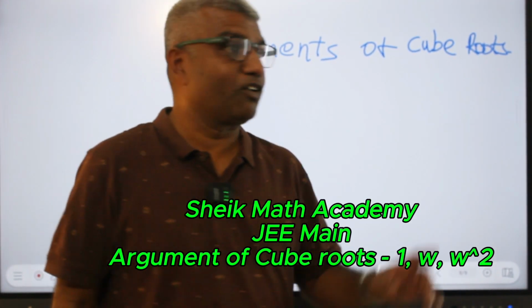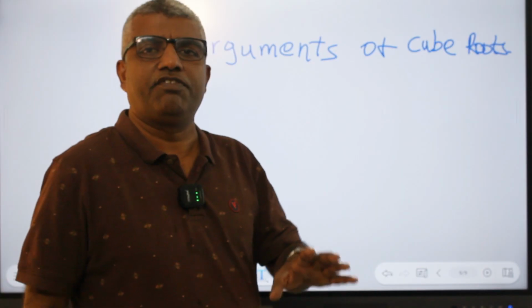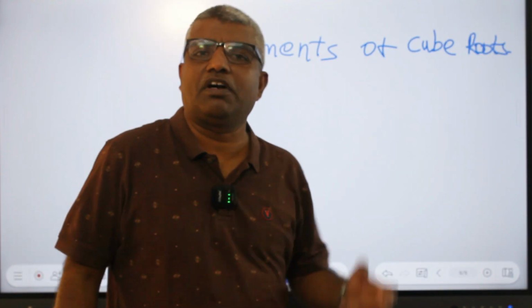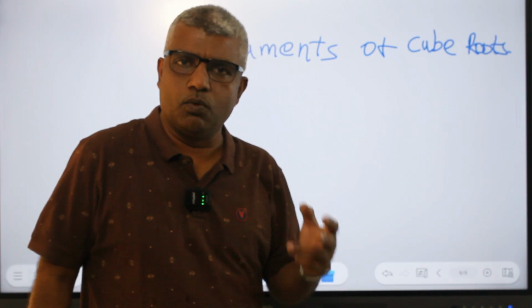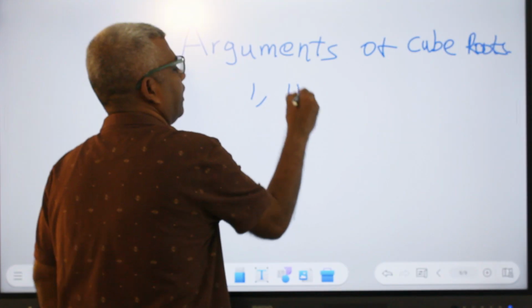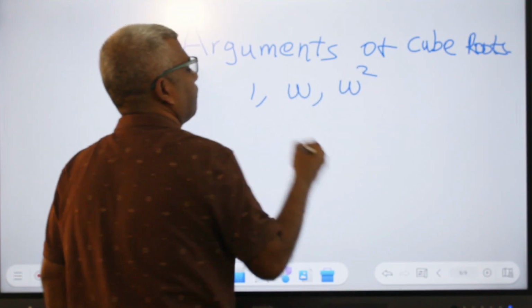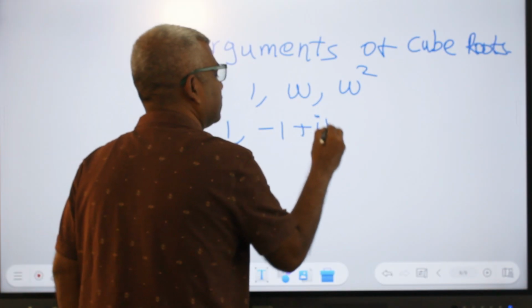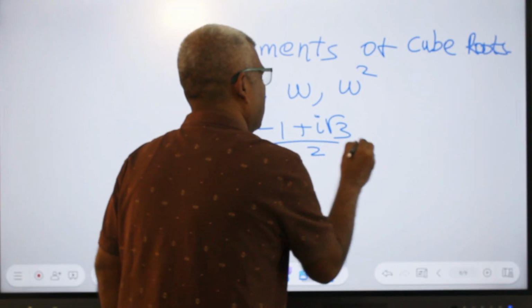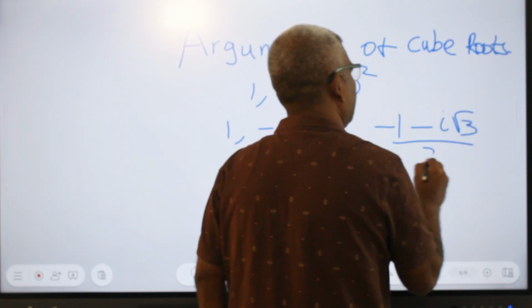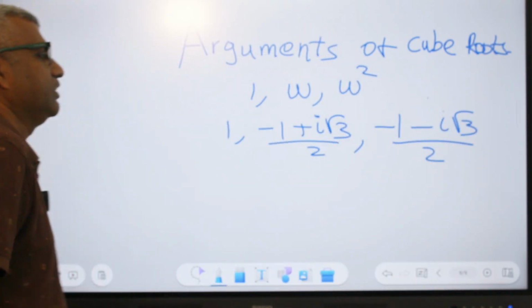In this lesson, we are going to see arguments of cube roots. What are the cube roots of 1? They are 1, omega, omega square. What is omega? Omega is (-1 + i√3)/2, and omega square is (-1 - i√3)/2.